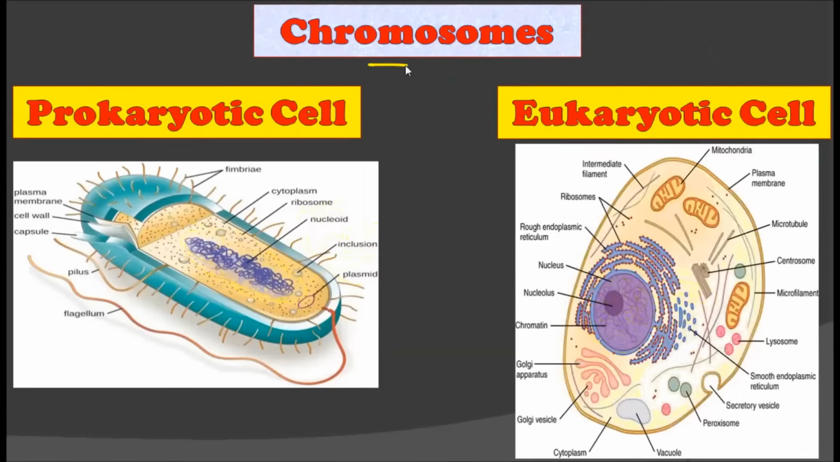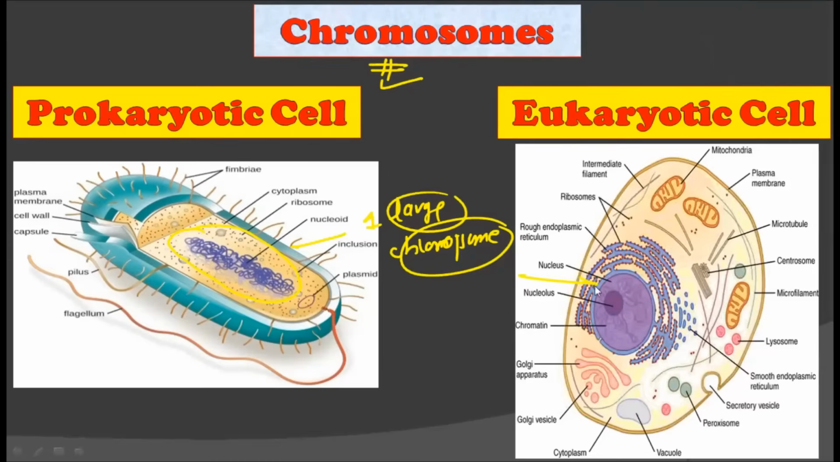Now the next important difference between the two is their chromosome number. As you can observe, in a prokaryotic cell, there is only one large chromosome present. That is, the prokaryotes contain only one chromosome, while on the other hand, in the eukaryotic cell, you will find many chromosomes. For example, in humans, we have 23 pairs of chromosomes. That literally means humans have 46 chromosomes, right?